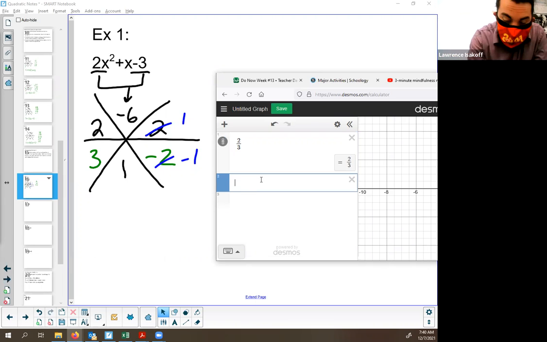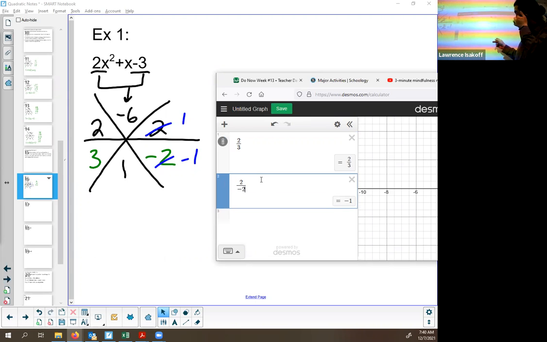Now the other one, 2/-2. That reduced to -1. So when it reduced to -1, I know both those go to 1, but the one that was negative, keep the sign with that. Does that make sense right there? Again, we'll see this 3 more times.